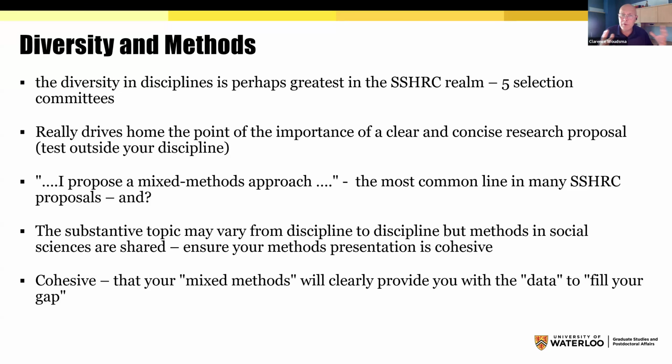So while the substantive topics may differ from discipline to discipline, there are a lot of common methodologies across the social sciences. So make sure that your methods presentation is cohesive, that what you're going to actually do for the research is going to help you answer that question, right? So be really clear about the use of your methods. I've seen many proposals where I look at the methods section and it's like, this individual hasn't really thought carefully about how the method is going to provide the data, the information they need to actually answer that question. There's not alignment there. So this is something that, when it comes to the methods in the social sciences space, not to take for granted.